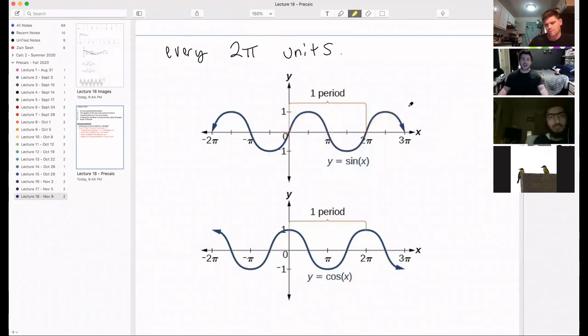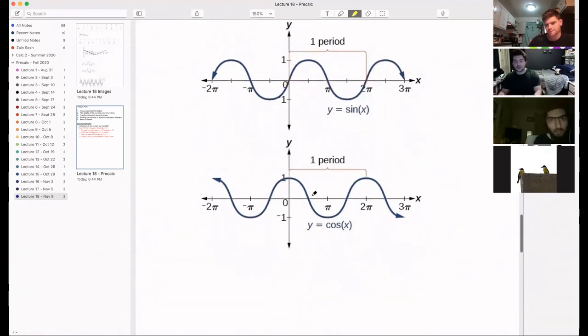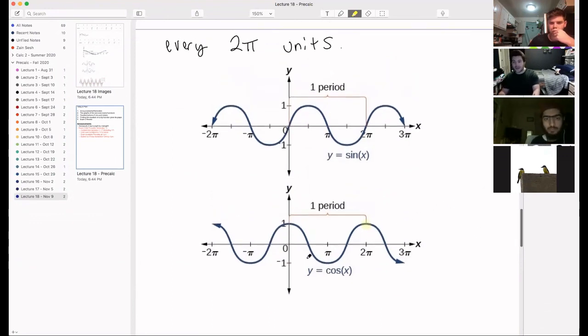Okay, so this is for sine of x, but the same is true for cosine of x. So you travel 2 pi units to the right. Oh, look, I ended up at the same spot. I'm at 1. And then the graph will just keep repeating itself every 2 pi units. So this is the graphical interpretation of what it means for a function to have period 2 pi. Every 2 pi units, I will land at the same y value.